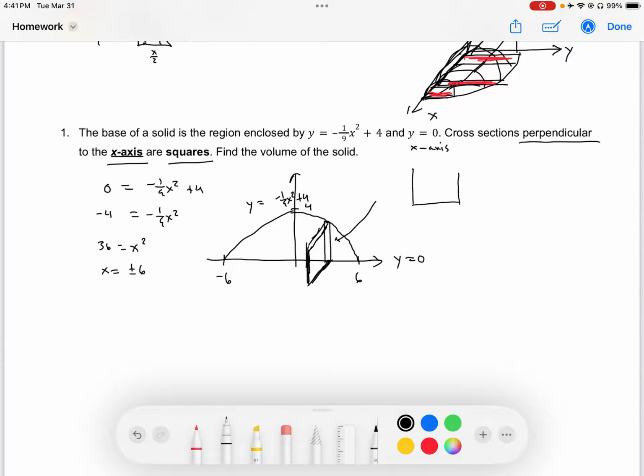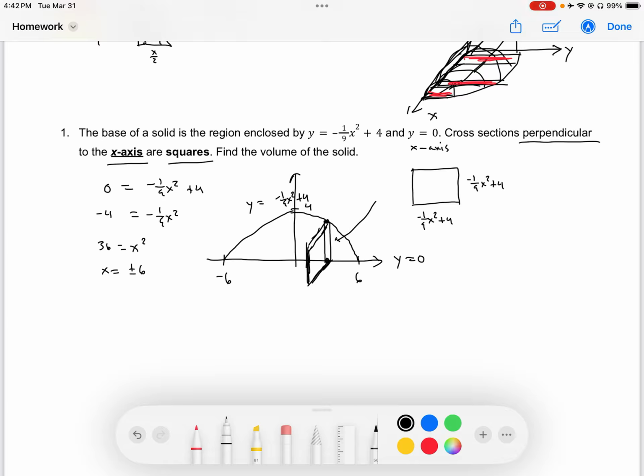And we want to figure out what are the dimensions of that square? So let's draw the square. That square is there. Well, one base of the square is just the top minus the bottom, which in this case is just that function. So that's just negative 1/9 x squared plus 4. But it's a square, so that means the other side also has to be negative 1/9 x squared plus 4.